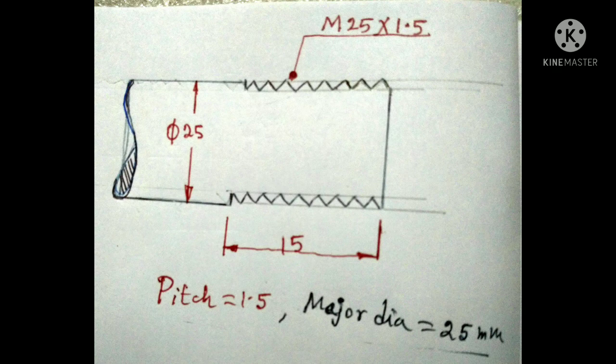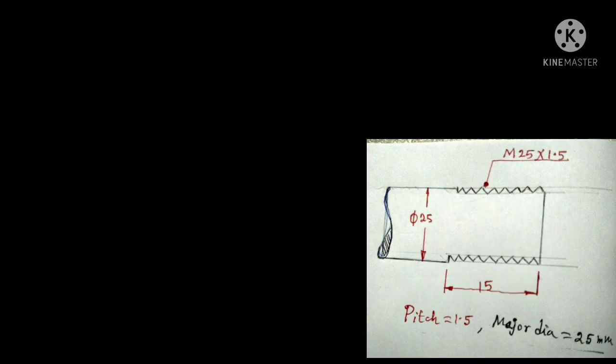So M means metric thread and 25 means the external or measured diameter is 25, where the pitch is 1.5 millimeter. Okay, later we will briefly discuss this. So now we directly go to write the program.